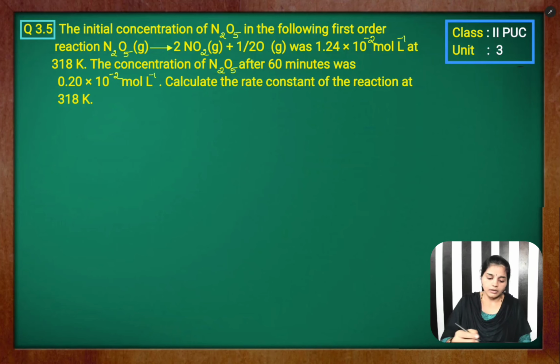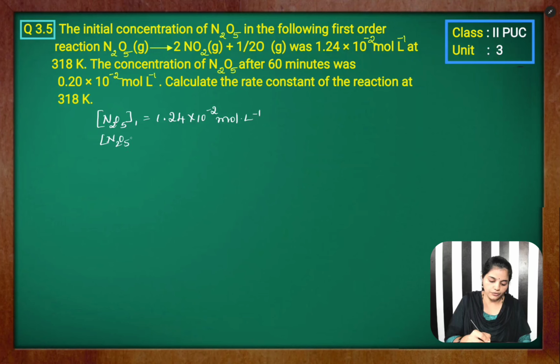So, the reaction they have given is N2O5 getting converted into nitrogen dioxide and oxygen. The initial concentration they have given us, so it's the N2O5 concentration at time 0 is 1.24 into 10 to the power minus 2 mole per liter, and the concentration of N2O5 after 60 minutes was given.